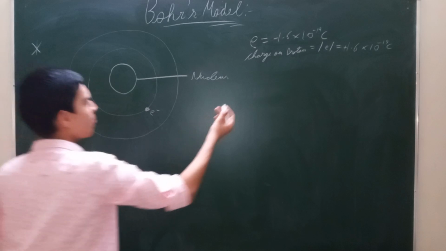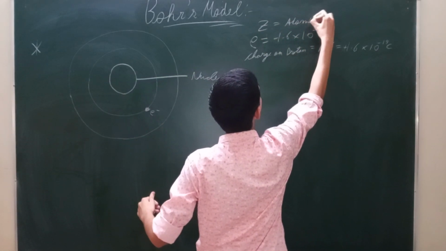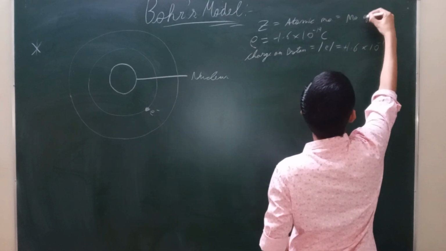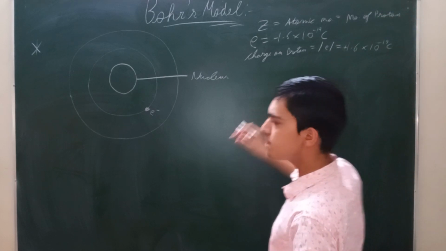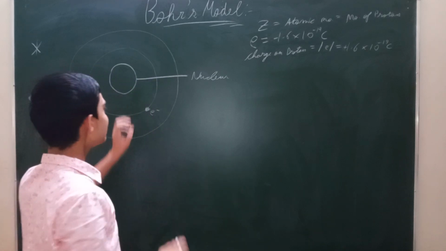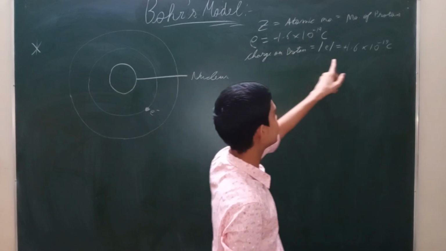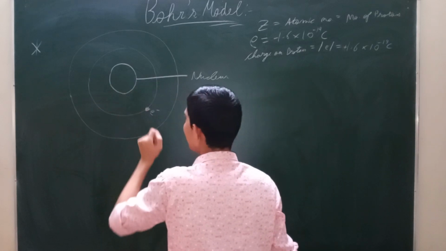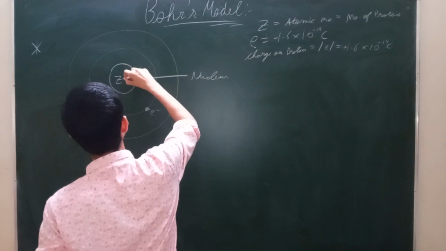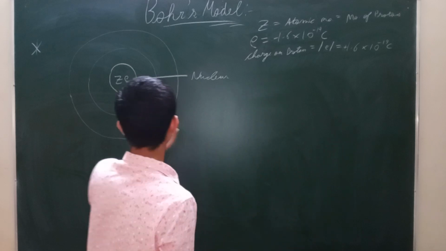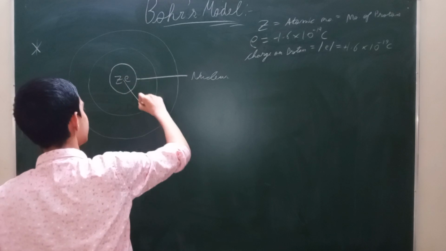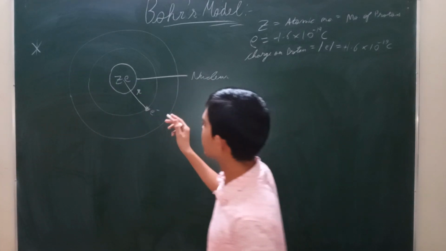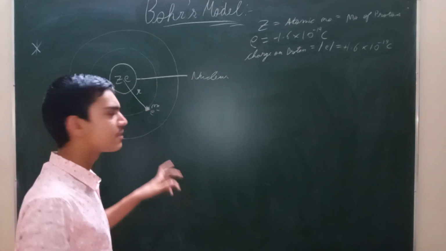We know that Z is the atomic number, which is the number of protons present in the nucleus. So what will be the charge of the nucleus? If the charge of one proton is 1.6 into 10 to the power minus 19 coulombs, then the total charge on the nucleus will be Z times e, where e is the charge on a proton. Electrons are revolving around it. Let's consider the radius of the electron's orbit to be r, and the mass of the electron to be m. This will be the first postulate of Niels Bohr.